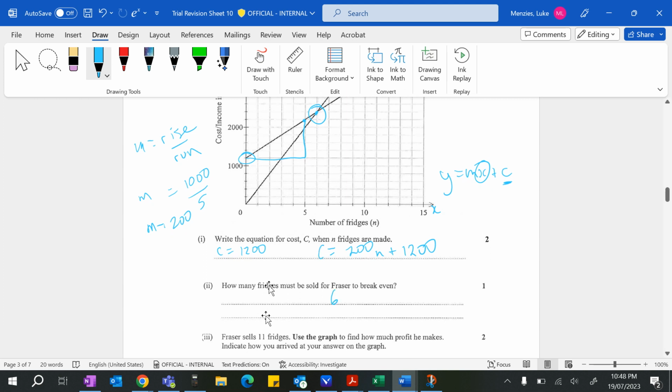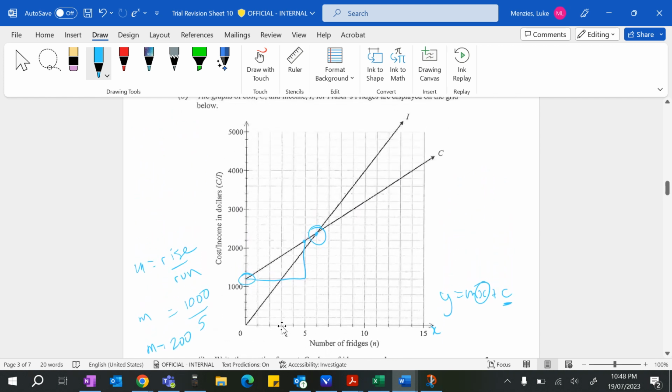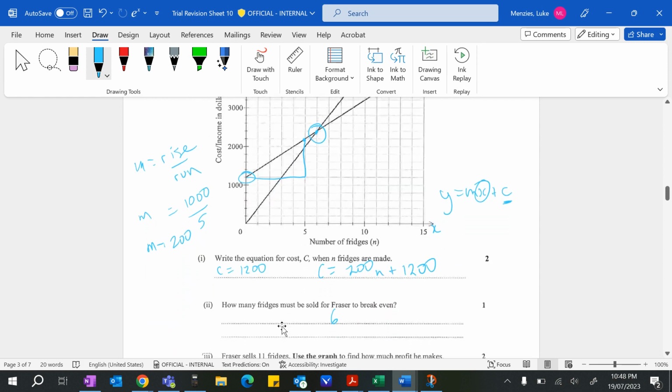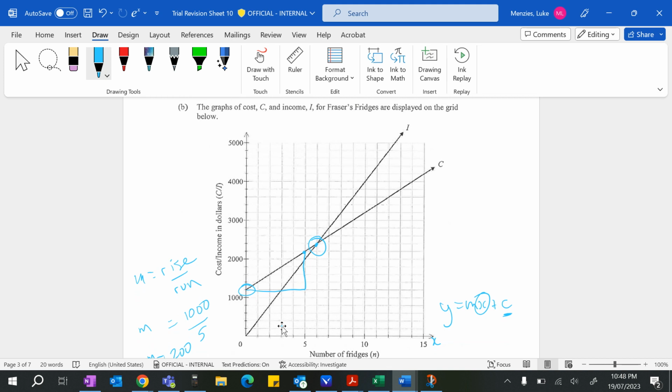Fraser sells 11 fridges. Use the graph to find how much profit he makes. Indicate how you arrive at the answer. So what they want to know is how much was the cost? It was 11 fridges, wasn't it? Yeah, 11. So go across to where you find 11. Find your cost. Use your ruler. I don't have a ruler. No, it doesn't matter. I'll try to draw as best I can. That one, so that's 3,400. And up here is going to be 4,400.